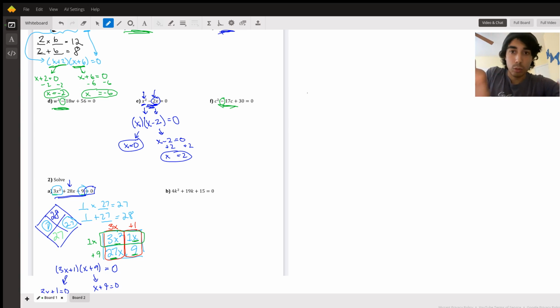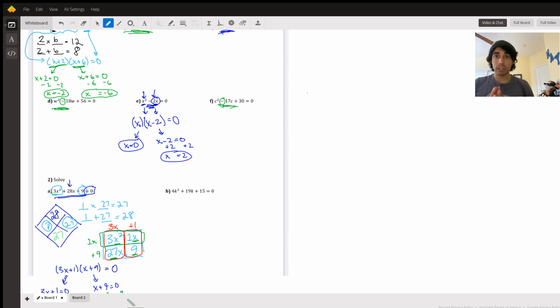All right, so we'll do our subtraction first. Subtract 1 on both sides. We'll get 3x equals negative 1. And then our last step is we divide by 3. And we get x equals negative 1 over 3. And then over here, we can subtract 9 on both sides and get x equals negative 9.